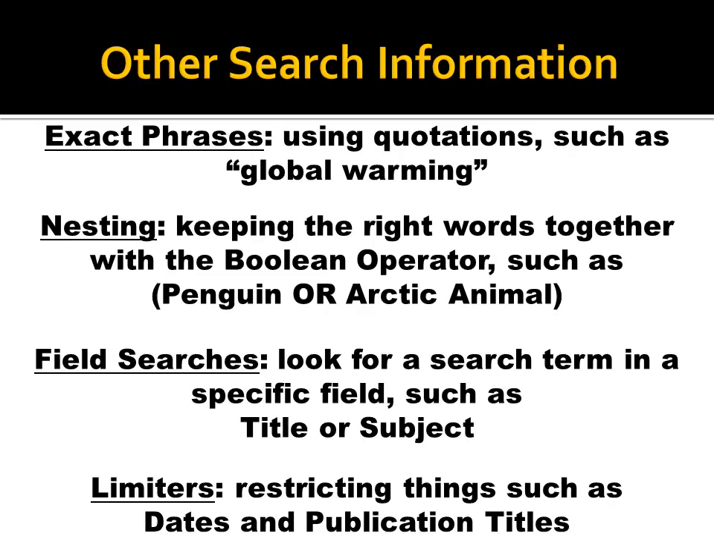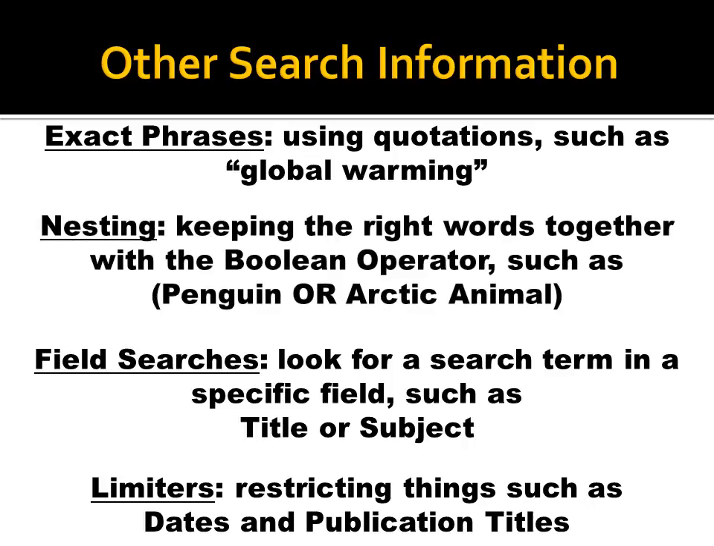Other search information that is important when searching in databases includes exact phrases, nesting, field searches, and limiters. Exact phrases refers to using quotations around two words that make up one search term, such as global warming. A database may separate those two words into two separate search terms, when really I want that to be one search term. So by putting quotations around global warming, I'm ensuring that the database will look at that as one search term.